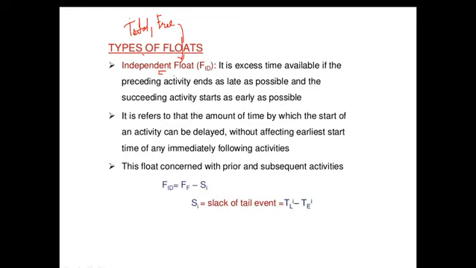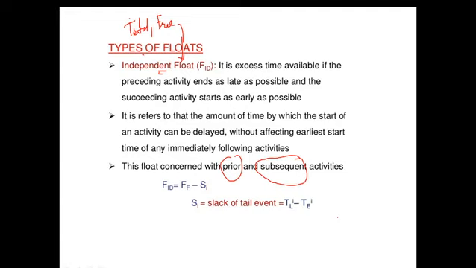It is concerned with prior and subsequent activities. This independent float is concerned with prior activities as well as subsequent activities. The formula for calculating independent float is free float minus SI. What is SI? Slack of tail event.